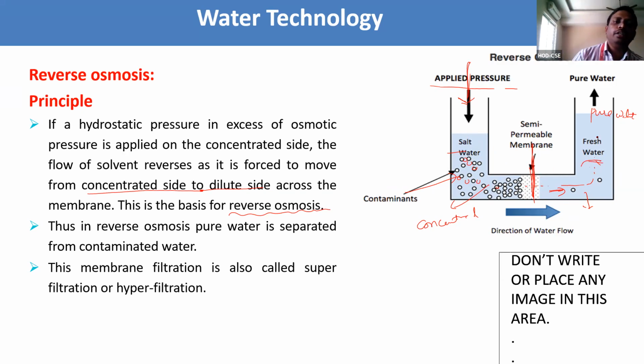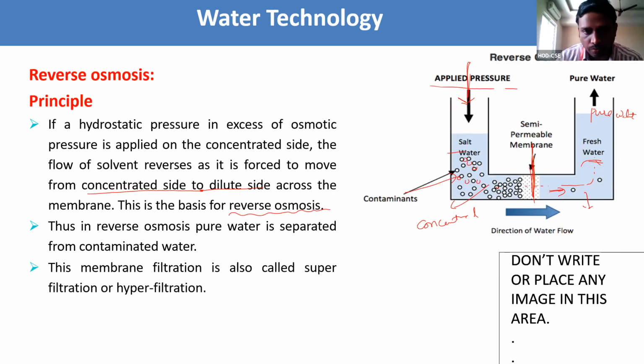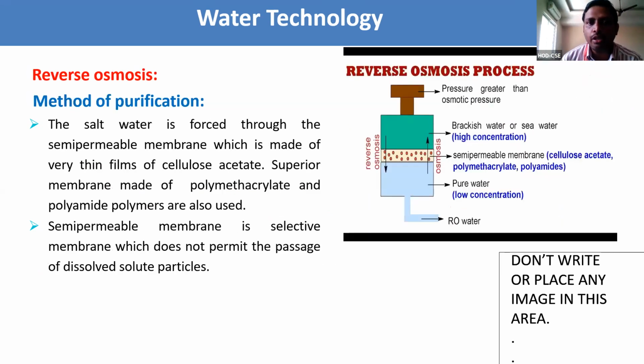This membrane filtration is also called superfiltration or hyperfiltration. It is a different method of purification. The salt water is forced through the semi-permeable membrane. This is the high-concentration brackish water or sea water. Here we are applying pressure. The figure clearly explains the reverse osmosis process.